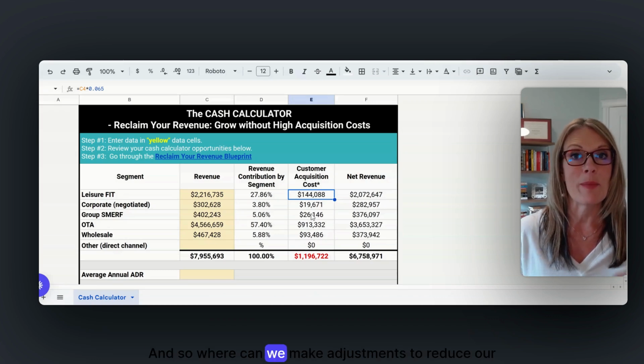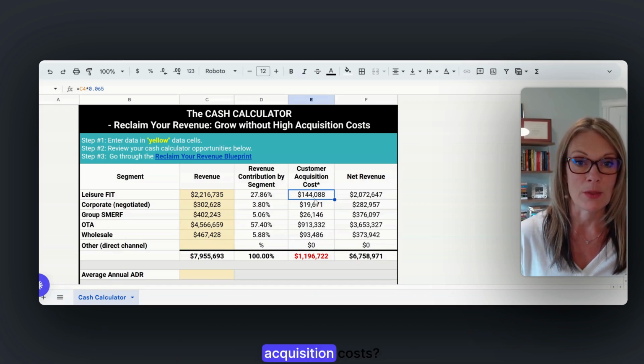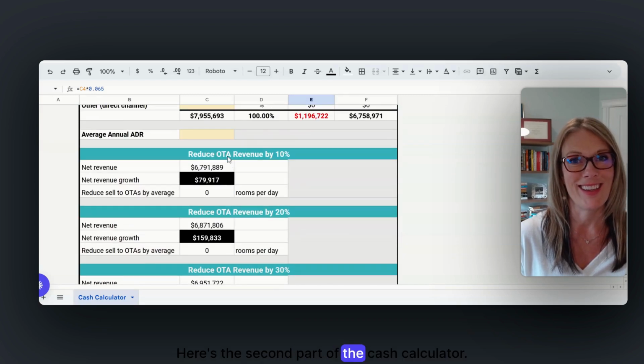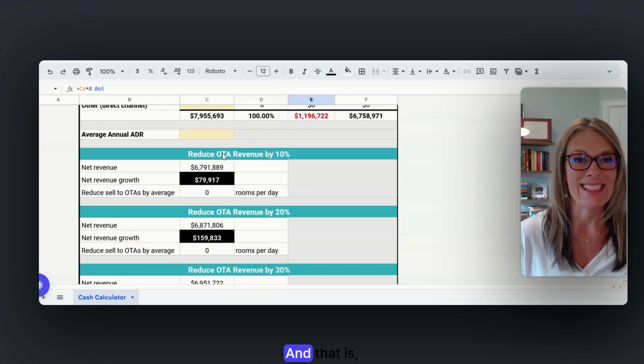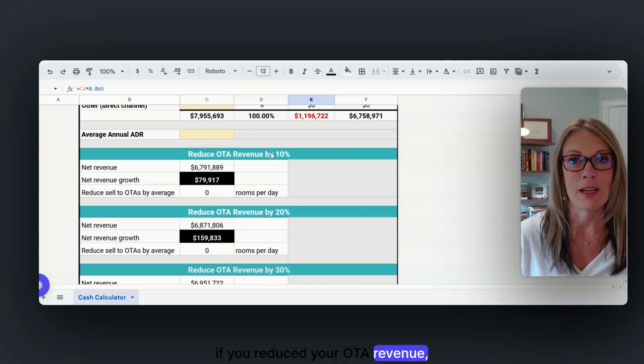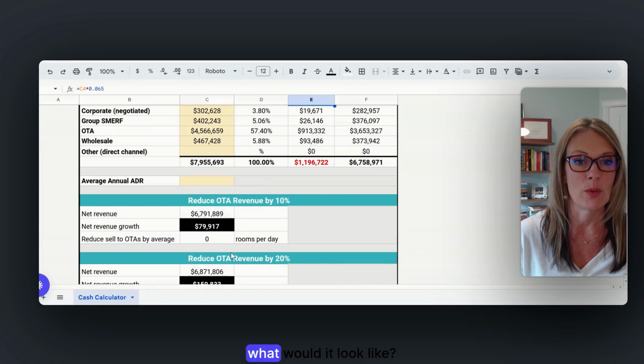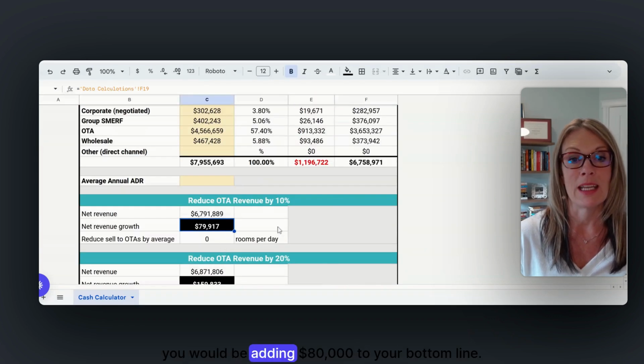And so where can we make adjustments to reduce our acquisition costs? Now, here's the second part of the Cash Calculator. And that is if you reduced your OTA revenue, that is if this percent was actually 47% instead of 57, what would it look like? Well, you would be adding $80,000 to your bottom line.